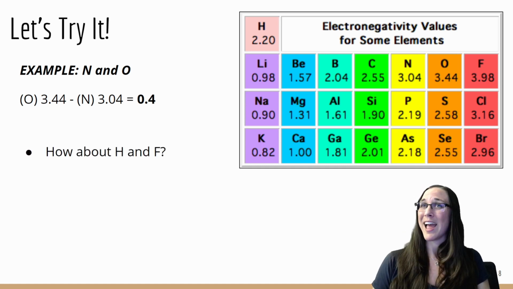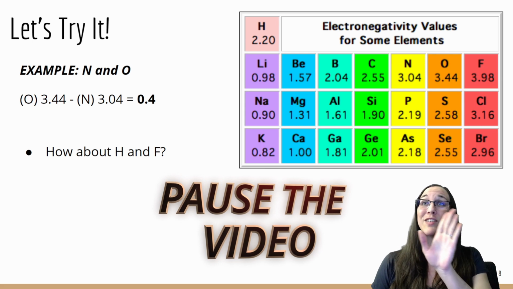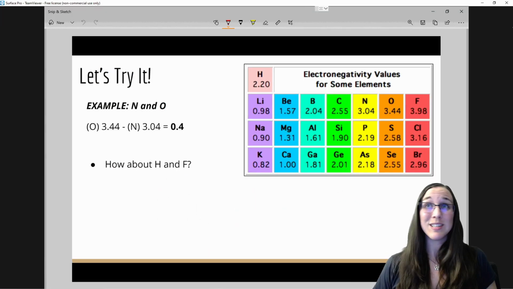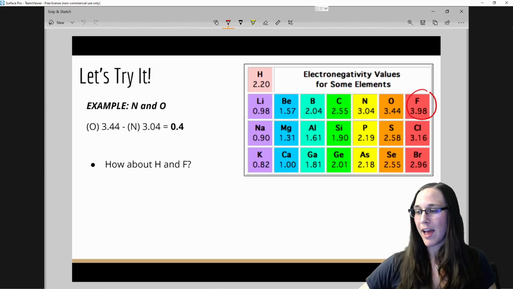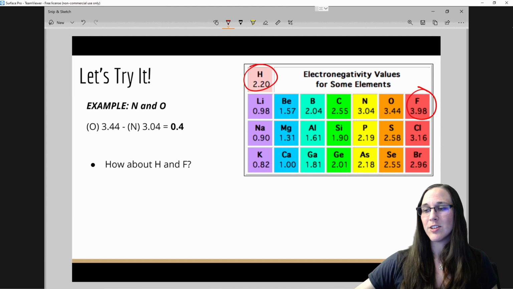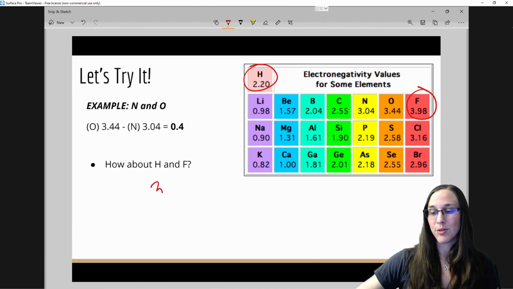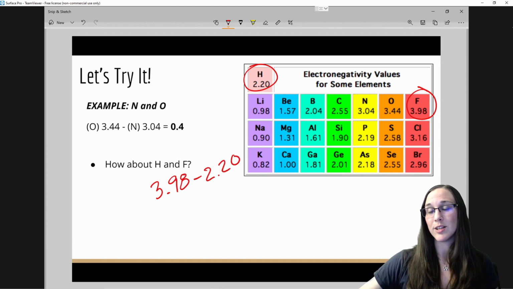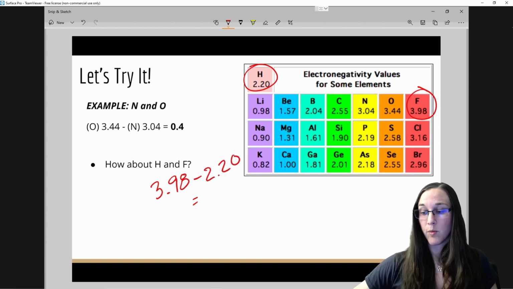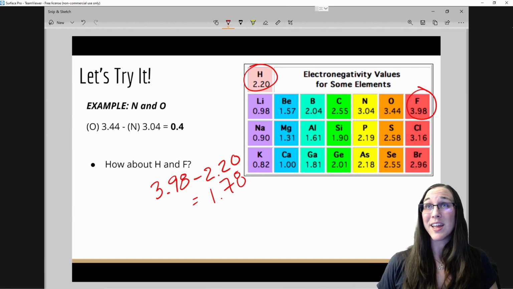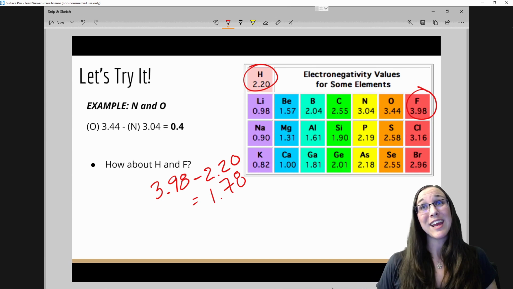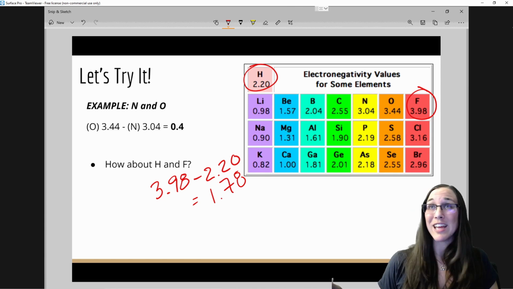How about H and F? Give that one a try. Pause the video now and try it. Using the numbers we've been given, we have F here and H here. So we're just going to take the larger value, 3.98, and subtract the smaller value, 2.20, to get 1.78. Since that falls within our polar covalent range, we know that HF, or any bond of HF, is a polar covalent bond.